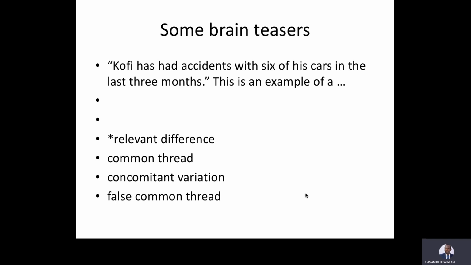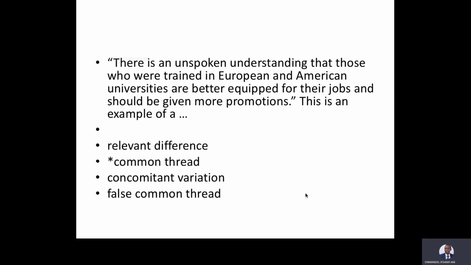There is an unspoken understanding that those who were trained in European and American universities are better equipped for their jobs and should be given preference. This is an example of a what? Relevant difference, common thread, concomitant variation, false common thread. The supposition that those who were trained in European and American universities are better equipped compared to those who were trained elsewhere. What should that be? That will be common thread, because what is running through all the examples, if the supposition is true, is being trained in European and American universities.